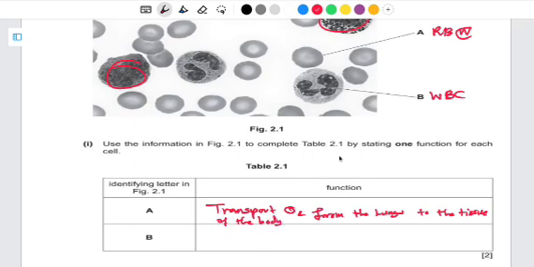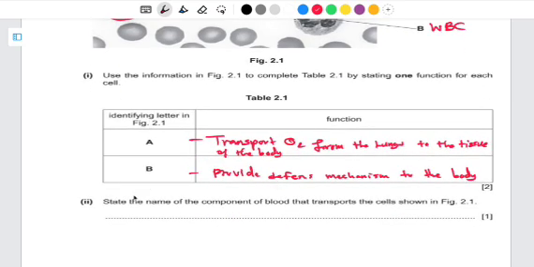Then when it comes to B, that one provides immunity or a defense mechanism to the body. So you're going to say provide defense mechanism to the body. If you don't want to say that, you can just say these cells provide immunity. Alright. Then the last one is saying state the name of the component of the blood that transports the cells shown in figure 2.1.